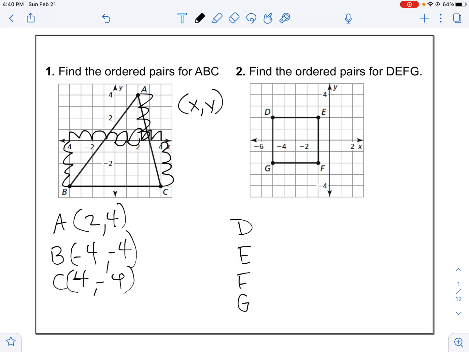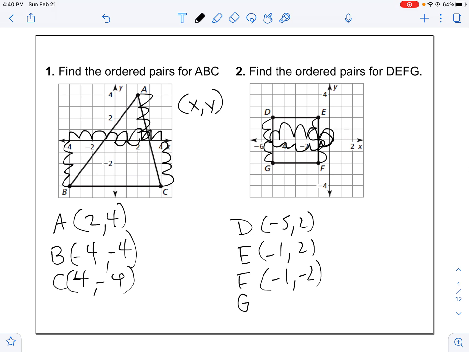Same thing here. -1, -2, -3, -4, -5, 2. -1, 2. -1, -2. And -1, 2, 3, 4, 5, -2. And there's the ordered pairs.